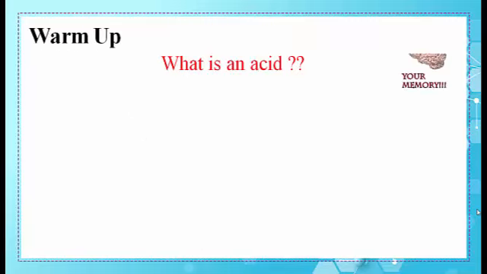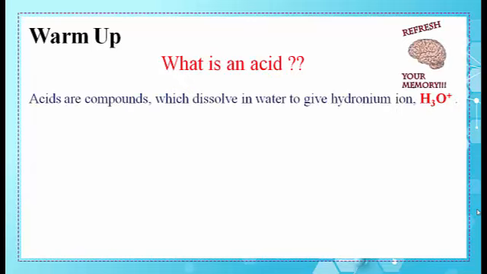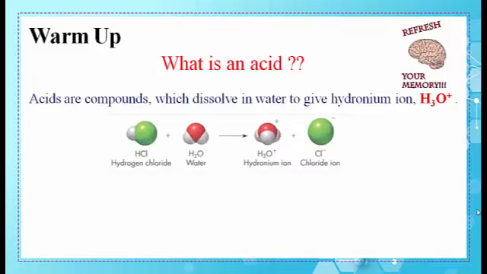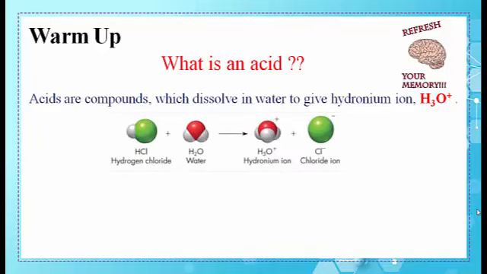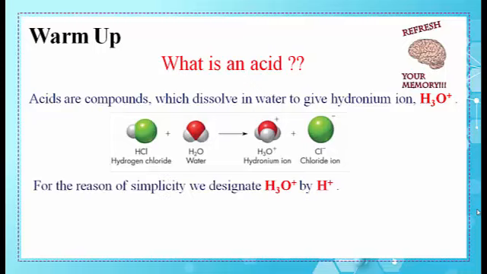What is an acid? Acids are compounds which dissolve in water to give hydronium ion H3O+. For example, HCl, which is hydrogen chloride, dissolves in water to give hydronium ion H3O+ and chloride ion Cl-. For the reason of simplicity, we can designate H3O+, the hydronium ion, by H+.